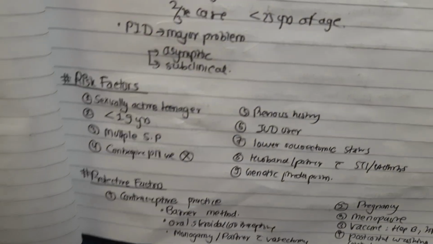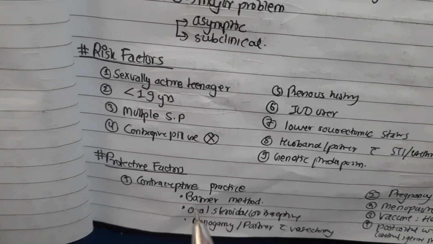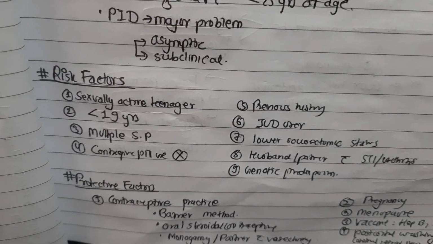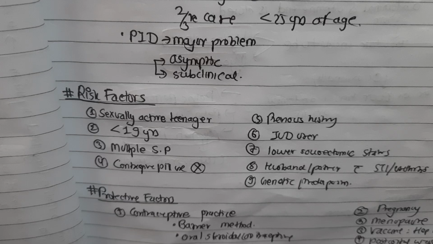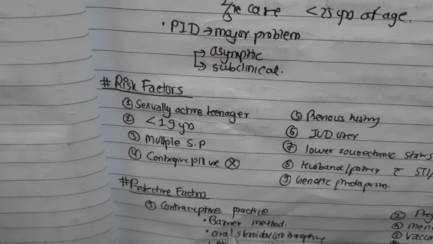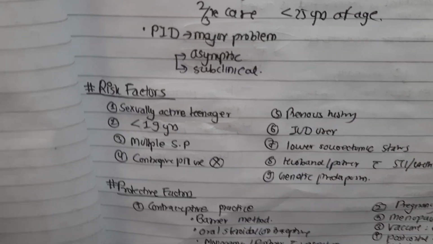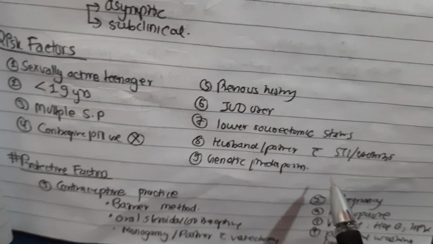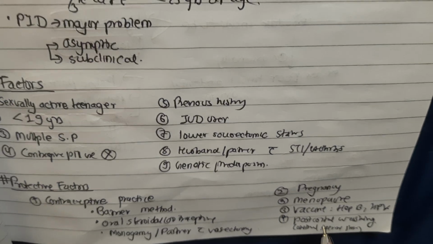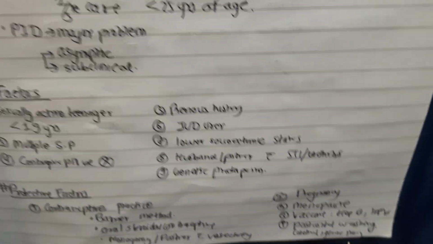Besides these, we have some protective factors as well. Protective factors include contraceptive practice, especially barrier methods like condoms and diaphragm with spermicide. Oral steroidal contraceptives are also preventive, as they produce a thick mucus plug that prevents ascent of sperm and bacterial penetration. They also decrease the duration of menstruation and create a shorter interval of bacterial colonization of the upper tract. The next protective factors are monogamy, or a partner with vasectomy, pregnancy, menopause, and vaccination against hepatitis B and HPV. Post-coital washing of the urethra, genital tract, and genital skin is another protective factor for PID.